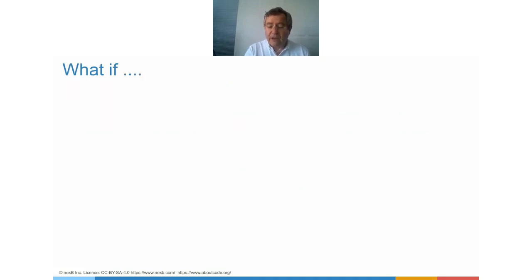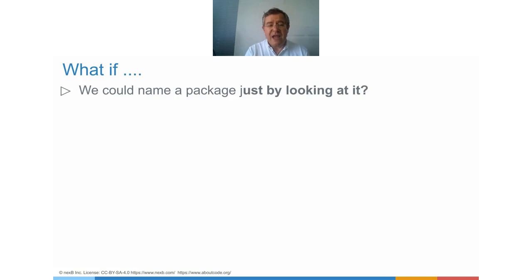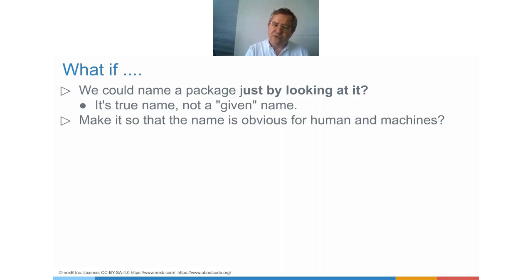So what if we could name a package just by looking at it, just by observing the package and saying, oh, we know its name? And not give it a name, really its true, real name that's based on what it is, not some name that was given by someone else, or an identifier or a number that was given by someone. And make it so that it's both a name that's obvious and simple for humans to read, and precise and accurate for machines, so it can be processed as well.